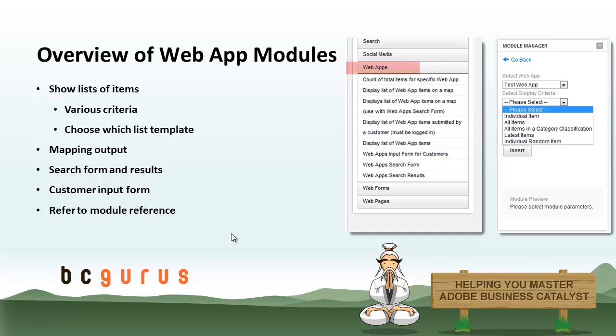There are several different tags within the web app section of the module manager, which is what you're seeing here. We'll briefly cover all of these in this video, but for some of them we're going to wait and go into details in the next few videos. So let's jump into that and see what some of your options are when it comes to displaying your web app data.